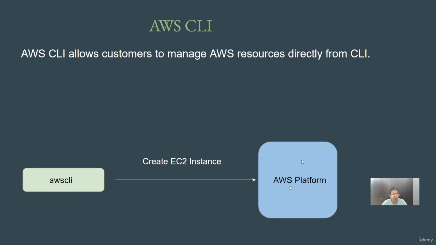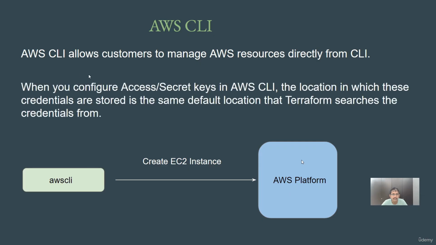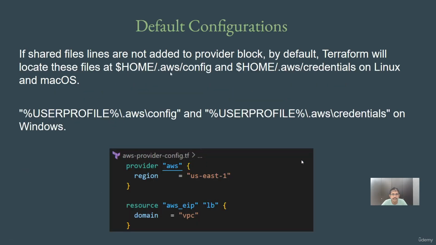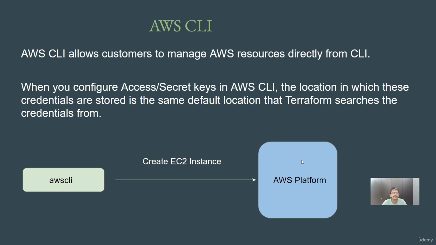Now, when you are configuring the AWS CLI, the access and secret keys are also required. So the place where AWS CLI stores the access and secret key is the same location from which Terraform tries to search the credentials, which is the AWS config and AWS credentials. So this is the path where AWS CLI stores the credentials. So let's directly jump to the practical to understand things in more detail.